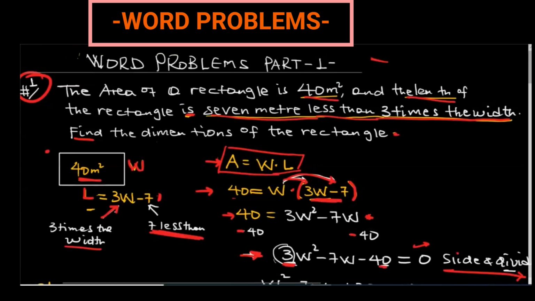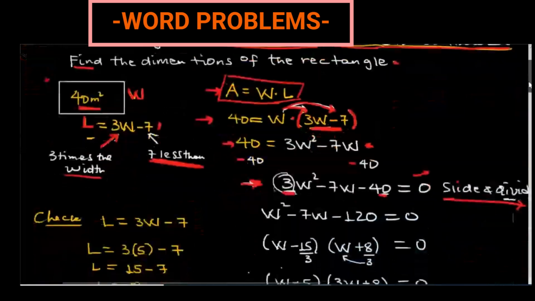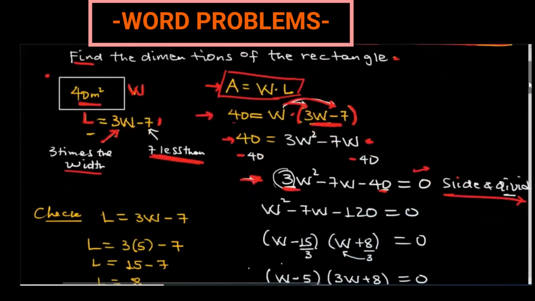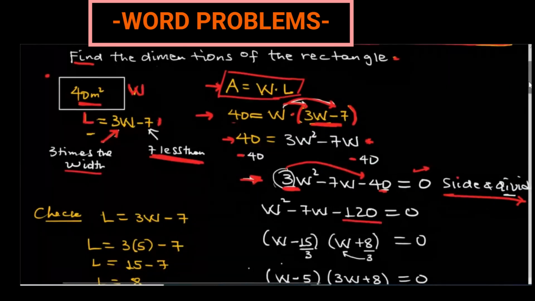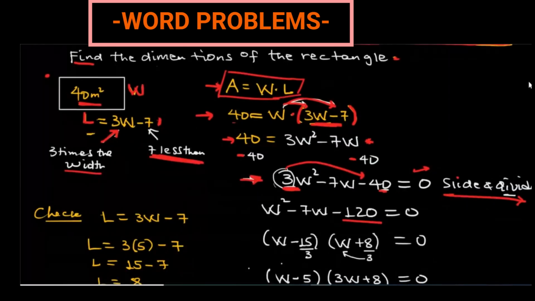In the slide and divide method, what we usually do is slide the a into the c. That means I move this 3 to the front, to this one, and then it will give me 120. 3 times negative 40 is negative 120. So I have w squared minus 7w minus 120 equal to 0. Very good. Now, as always, I just open two parentheses like this.